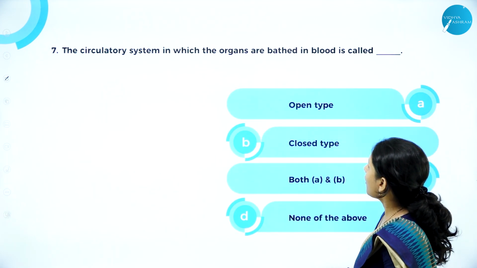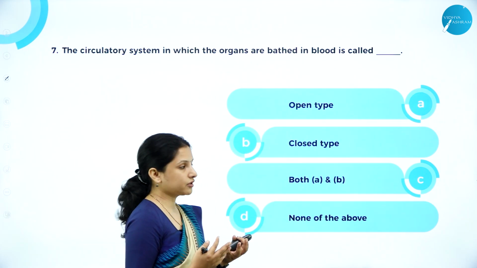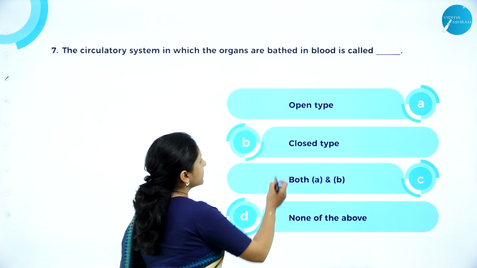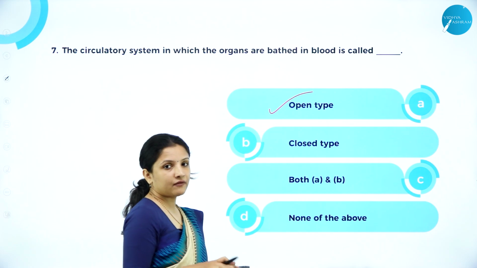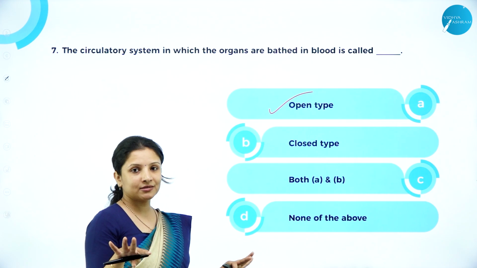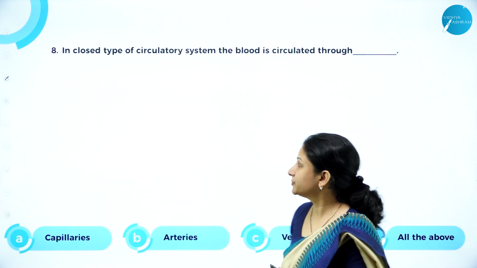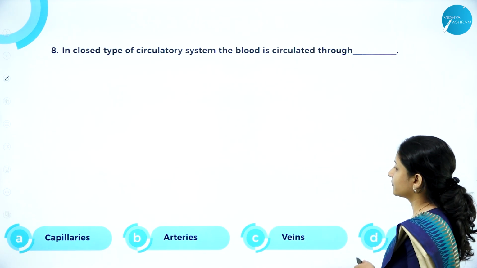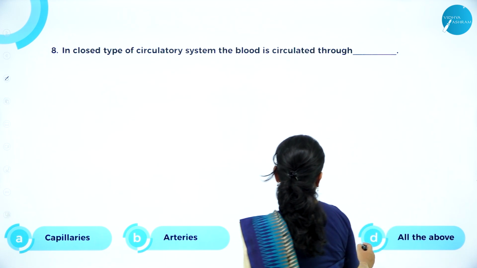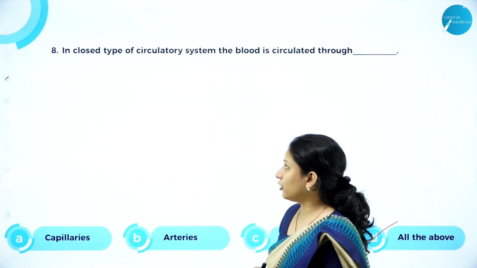Circulatory system in which the organs are bathed in blood is called as? Is it open type, closed type, both A and B, or none of the above? It is open type. In open type, the heart doesn't have arteries, veins and all that. It directly pumps blood and all the organs are bathed in the blood. Next, in closed type of circulatory system, the blood is circulated through capillaries, arteries, veins, all of the above. It is all of the above, because all these are involved in transporting blood to different organs.